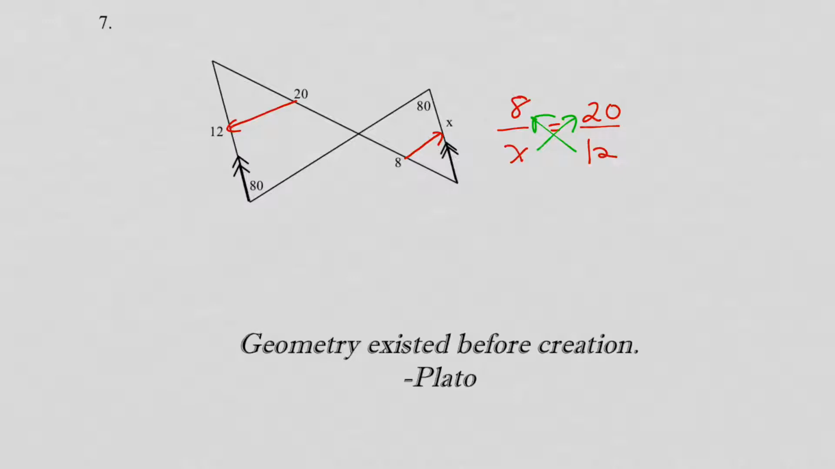Cross multiply. So it's 96 over 20x. Divide both sides by 20. So 96 divided by 20 is 4.8.